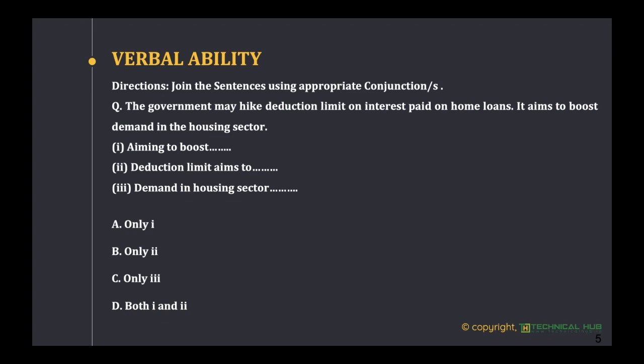Here, we need to use the conjunctions to solve this issue. Now, the government may hike deduction limit on interest paid on home loans. It aims to boost demand in the housing sector. The first option is "aiming to boost." That means he's telling you to start the sentence with "aiming to boost." If you start the sentence with it, can you fulfill the sentence or not?